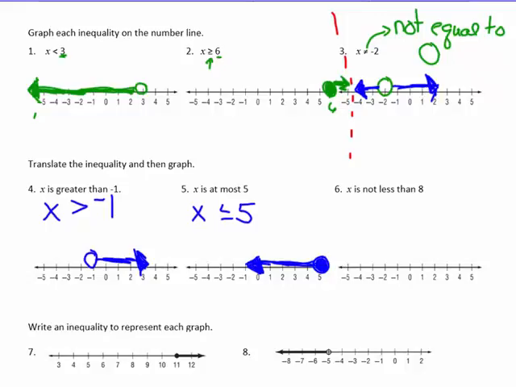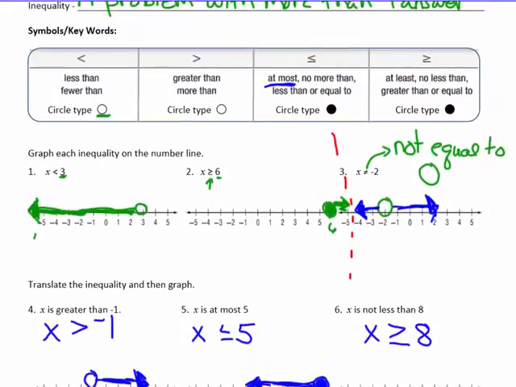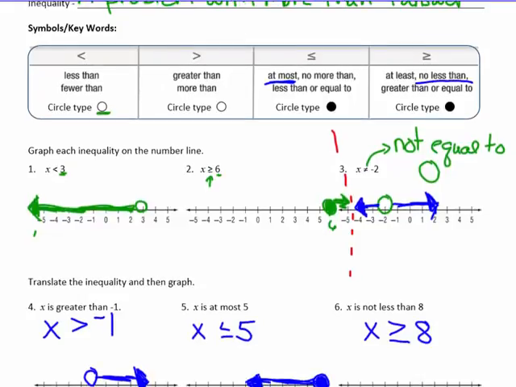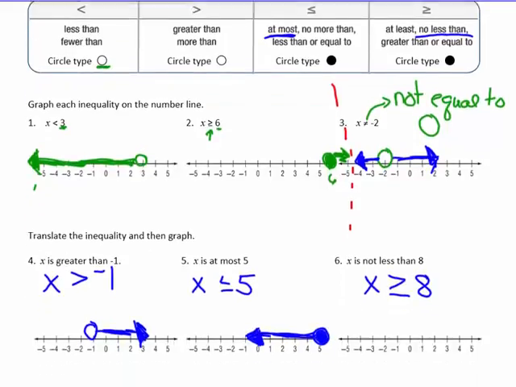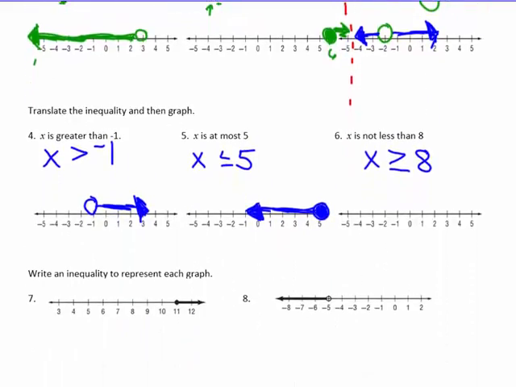Okay, x is not less than 8. Well, not less than means it has to be greater than or equal to. And if you look back up here, no less than is the same thing as not less than. Now again, our graphs don't necessarily match here, so I'm going to extend this: 5, 6, 7, 8. We're going to get a closed circle because it has the line. And greater than, I know I'm totally running out of room here, would go towards the right.